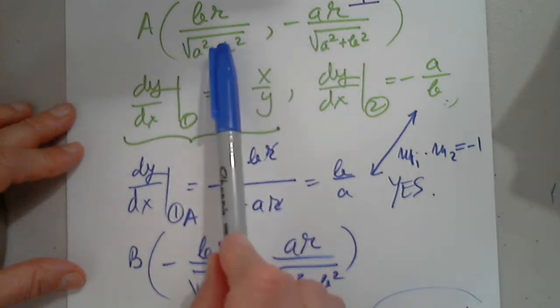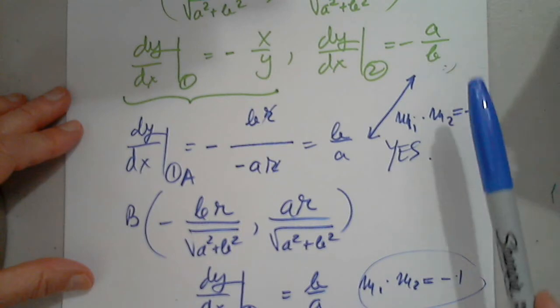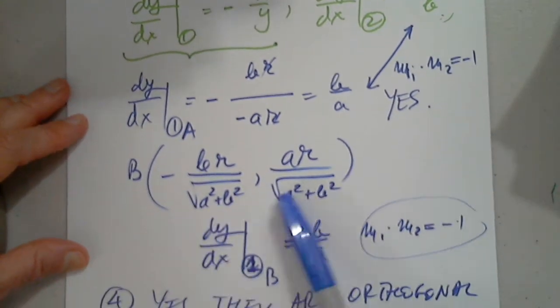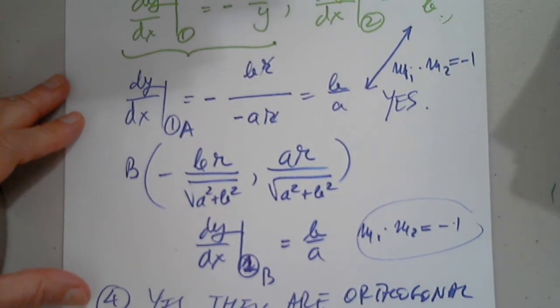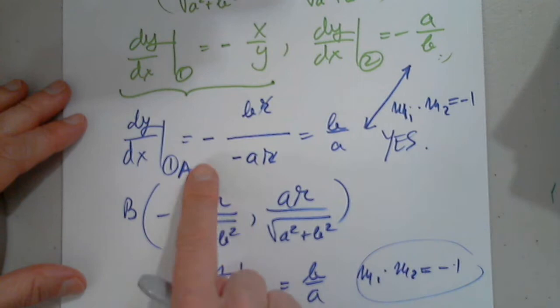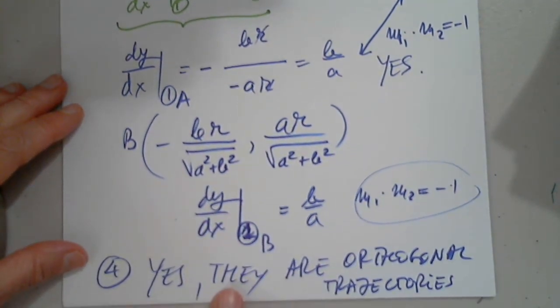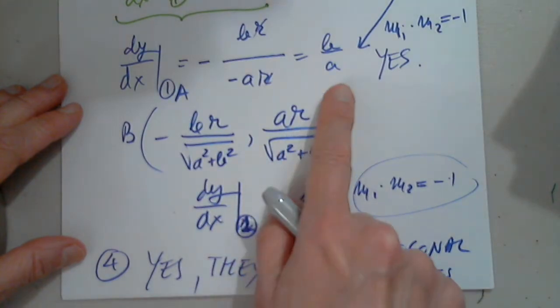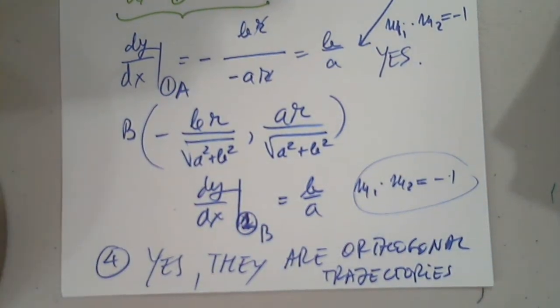When I divide this by this, I get b over a, which multiplied by -a over b will give us -1. And the same thing for point B. Where does that negative go? On number 1, it's negative b over negative, okay, never mind, it's negative. There we go. Thank you. No worries. So that's why we get b over a. So then the product is -1. Yes, they are orthogonal trajectories of each other.